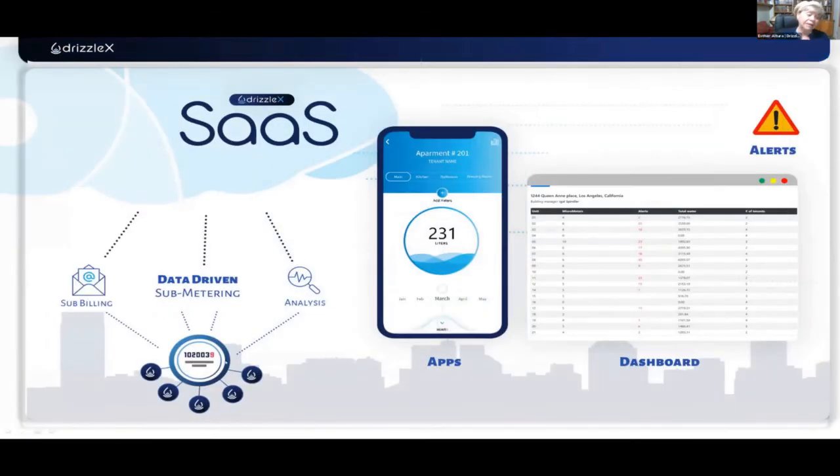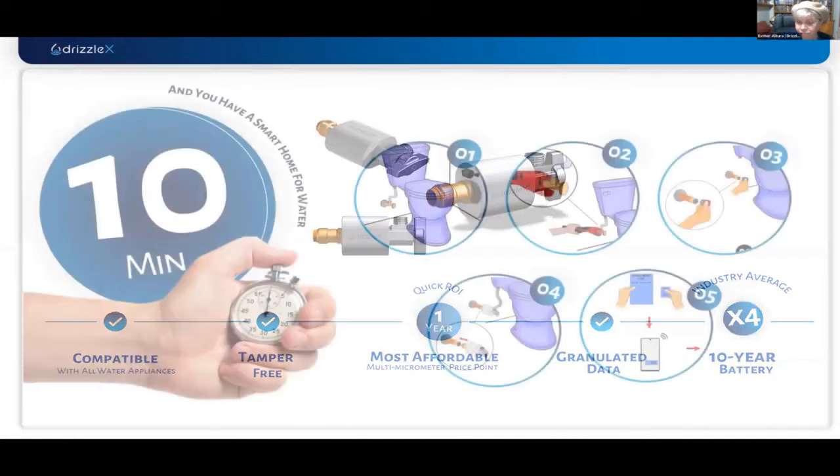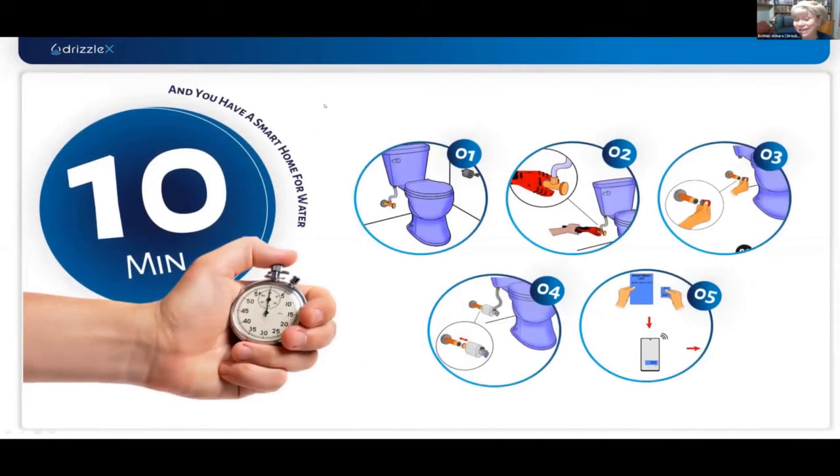The whole water metering is now moving to the cloud. Very granular data is being collected. This data is being used for alerts in case there are leaks or overuse. Tenants can see exactly where they're using water, and they are empowered to conserve water. And the property owner or property manager has a dashboard, and can bill tenants exactly based on how much water they are using. Our micrometers are specially made for apartment living, with a very long battery life, and are very, very affordable. In 10 minutes, we convert an apartment to a smart water meter.